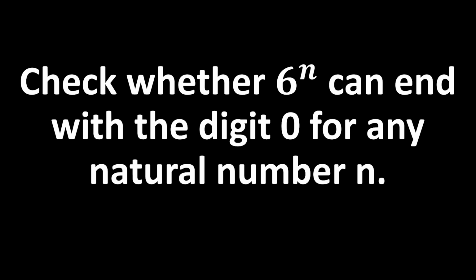Question number 5 of exercise 1.2. In this question, it is said that we have to check whether 6 raised to n can end with the digit 0 for any natural number n, which means if you write down, let's say, 6 raised to 1, 6 raised to 2, 6 raised to 3, for all these powers of n, will it ever end with 0? That we have to check. So we have to find out that for any natural number n over here, is it possible for 6 raised to n to end with digit 0? Let's go through the solution.